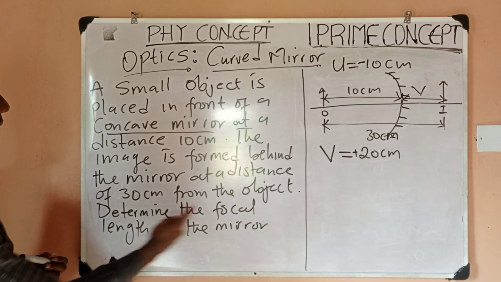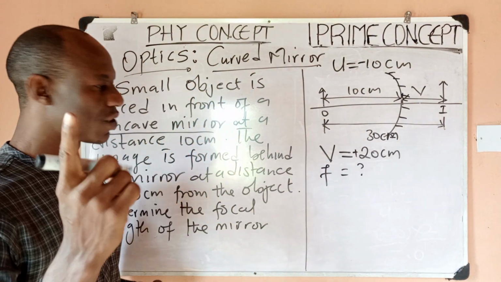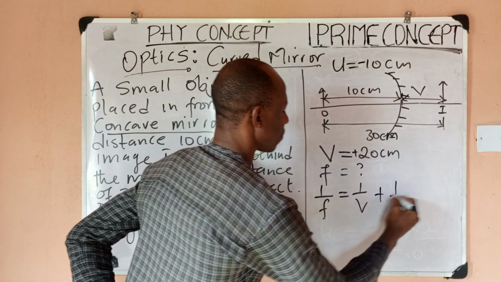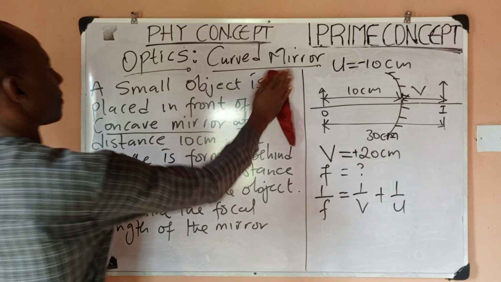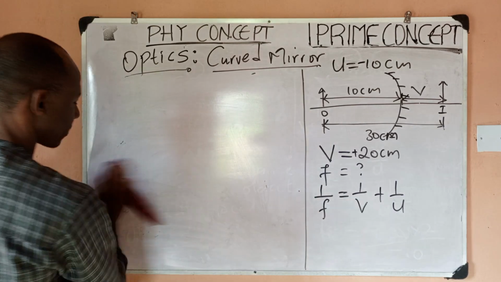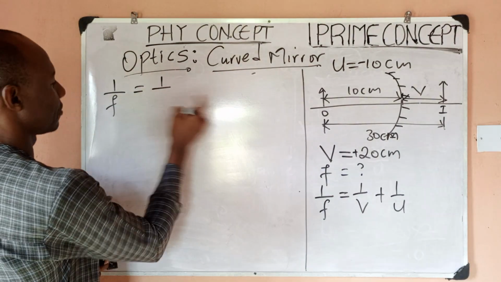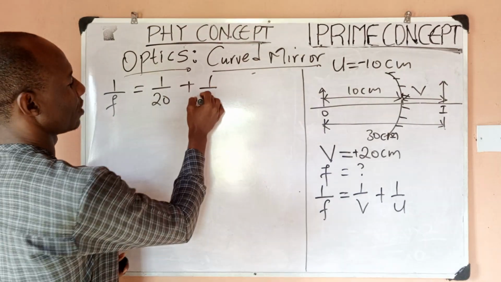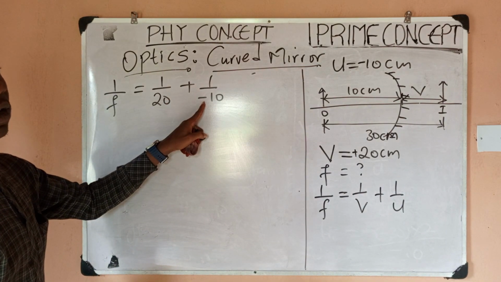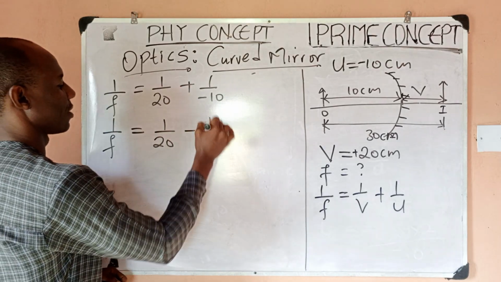Now, the question says, determine the focal length of the mirror. So we're trying to find the focal length F of our mirror. Now we're going to dive into the mirror formula, which says 1 by F equals 1 by V plus 1 by U. So that's our mirror formula. So if we substitute our parameters, we would have quickly that 1 by F is equal to 1 by V. What is our V? 20, plus 1 by U. Our U is minus 10 by convention. So you notice that plus times minus will give us minus. So I can simply say that 1 by F is 1 by 20 minus 1 by 10.